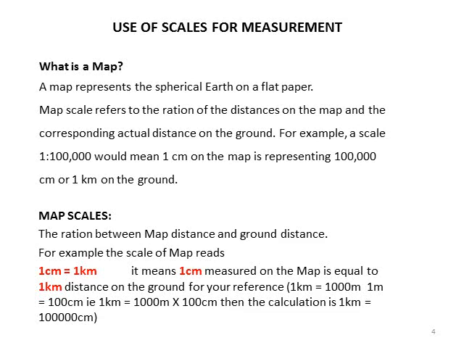The scale of a map shows how many smaller units such as centimeters or inches on the map represent how many kilometers or miles on the ground. For example, if the scale of the map reads 1 centimeter is equal to 1 kilometer, it means 1 centimeter measured on the map is equal to 1 kilometer distance on the ground. In the map it is 1 centimeter, whereas it is 1 kilometer distance on the ground.